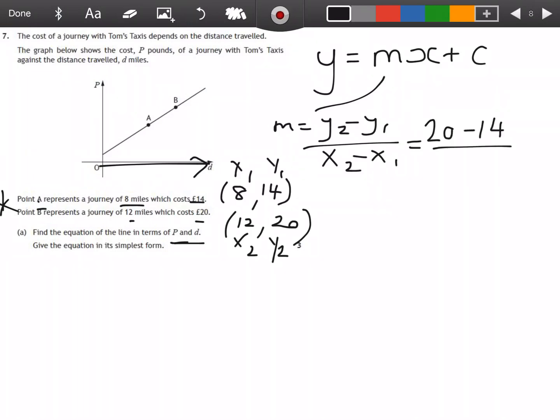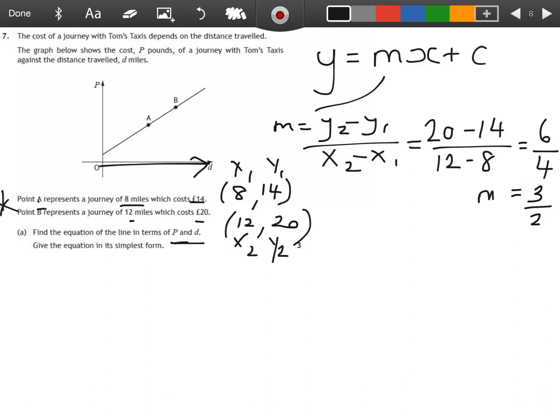20 take away 14 over 12 take away 8. 6 over 4 cancels down to 3 over 2 if you want. Okay, 3 over 2, or if you want 1.5, makes no difference. So that's our gradient. How do we get the c value? A couple of different ways. Doesn't matter which way you do it, as long as you do it properly.